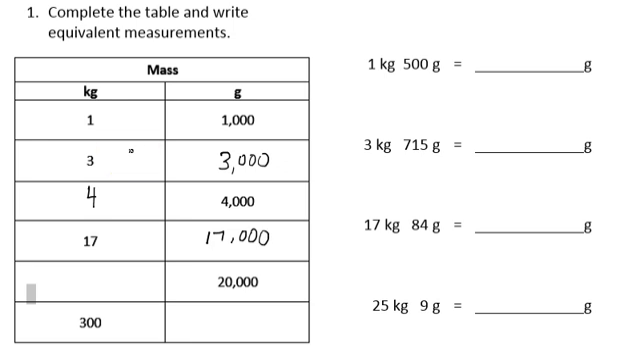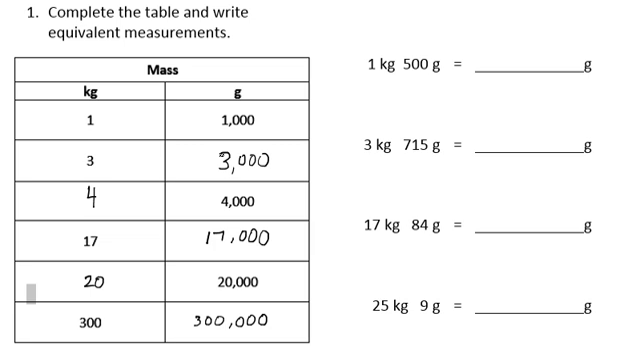Here I have 4,000 grams, so that must mean that I have 4 kilograms. If I have 17 kilograms, well, I have 1,000 grams for each kilogram, so that means I have 17,000 grams. Here I have 20,000 grams, so that means I have 20 kilograms. And in the last one on the table, 300 kilograms. Well, I have 1,000 grams per kilogram, so that would be 300,000 grams.